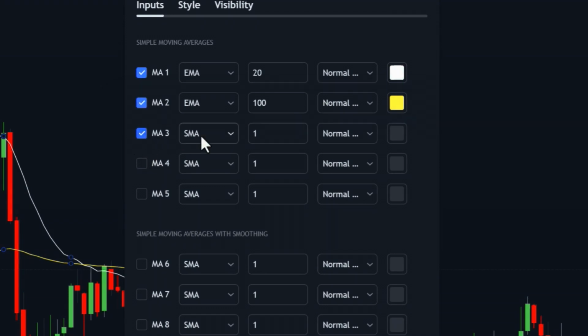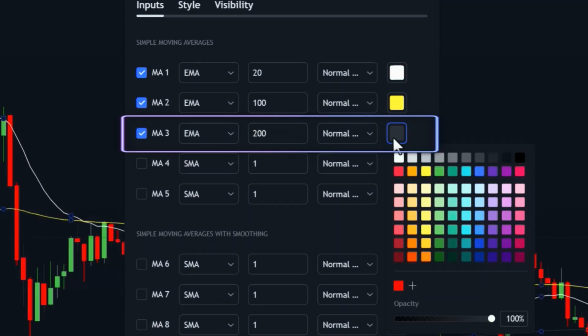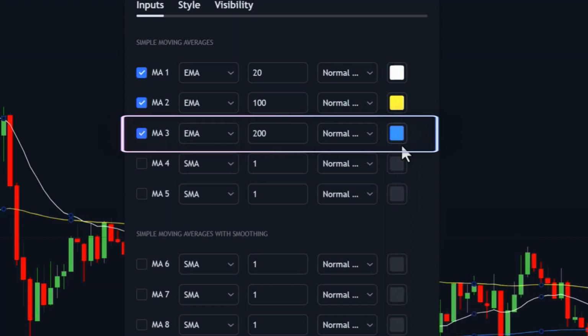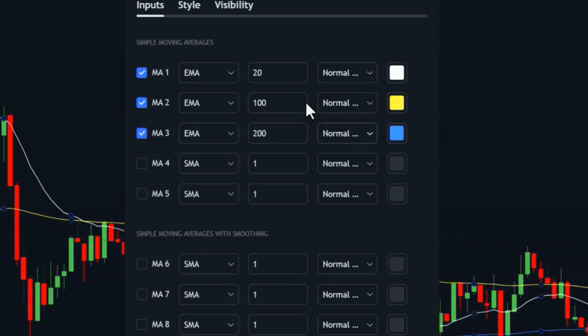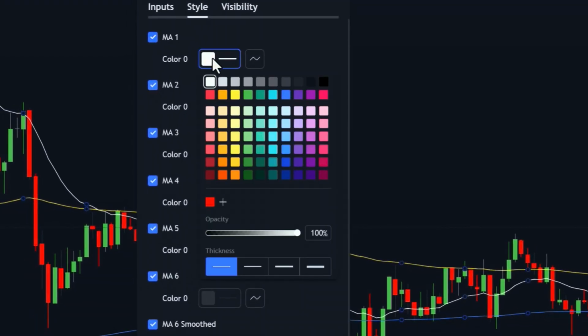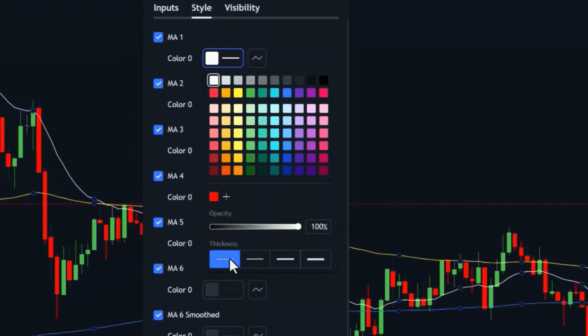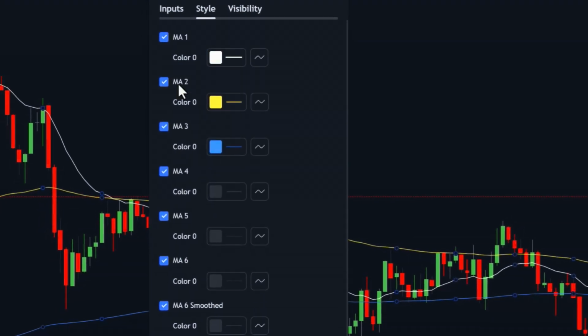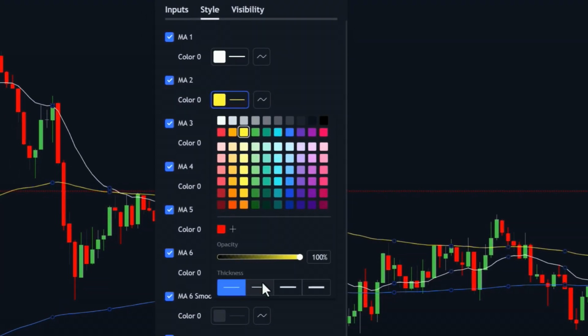Then enable the third option. Select EMA as the type and set the period to 200. Pick a color of your choice to differentiate it from the others. Lastly, head over to the Style tab and adjust the thickness of the moving average line. This will make them more visible on your chart, helping you to easily identify trends and signals.